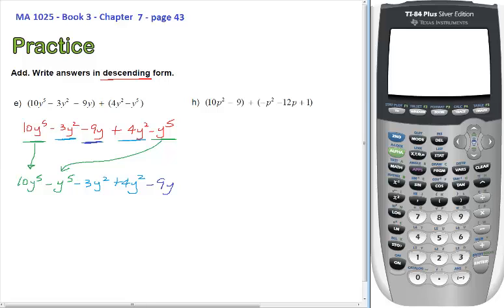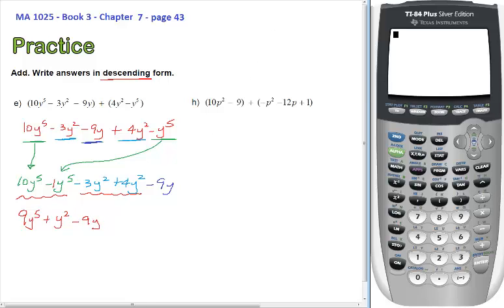Now you can add those like terms together. If I add, for example, the first two, it's understood to be a 1 here, so basically you combine the coefficients. 10 minus 1, that's 9y to the power of 5. Adding these two like terms together, I get negative 3 plus 4, that's positive 1, or just y squared. And then the 9y has no other like term, so that carries down. Now that's as far as you can go.